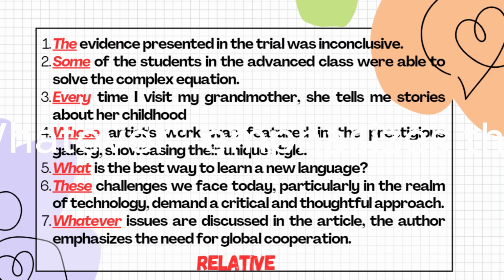Last item, whatever issues are discussed in the article, the author emphasizes the need for global cooperation. Whatever emphasizes that the author's focus is on global cooperation, regardless of the specific issues, an example of relative determiner.